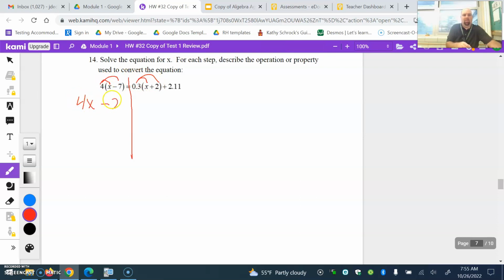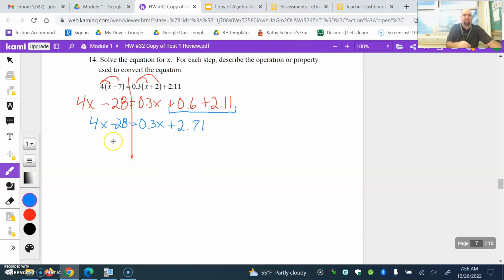So I have 4x minus 28 equals 0.3x plus 0.3 times 2 is 0.6. And then the parentheses disappear, and I'm left with the final constant there, plus 2.11. Looks like I have some like terms I could combine here on this side before I do another step. So 4x minus 28 stays the same. 0.3x stays the same. And then 0.6 plus 2.11 is 2.71.